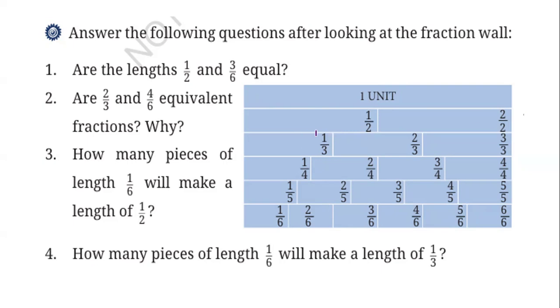Next, dividing this paper strip into 3 equal parts, 4 equal parts, 5 equal parts, 6 equal parts. Now see the question. Are the lengths 1 by 2 and 3 by 6 equal? This is 1 by 2, 3 by 6 here. Lengths are equal. Yes, they are equal, because 3 ones are, 3 twos are, we get 1 by 2 only.